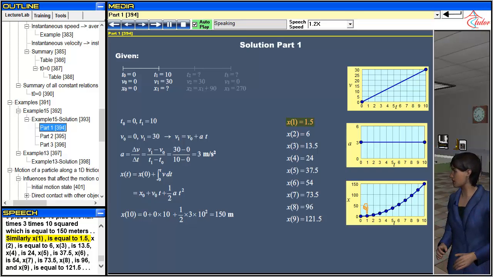Similarly, x at time 1 is equal to 1.5. X at time 2 is equal to 6. X at time 3 is 13.5. X at time 4 is 24. X at time 5 is 37.5. X at time 6 is 54. X at time 7 is 73.5. X at time 8 is 96. And x at time 9 is equal to 121.5.